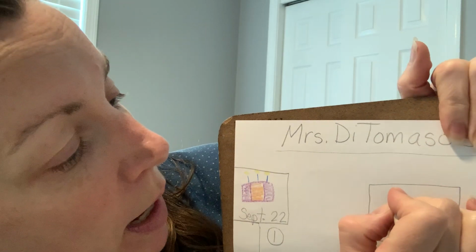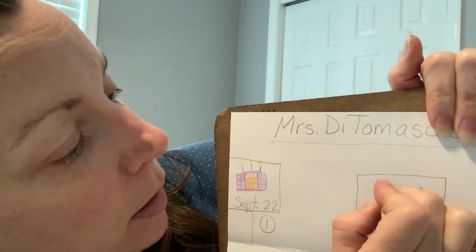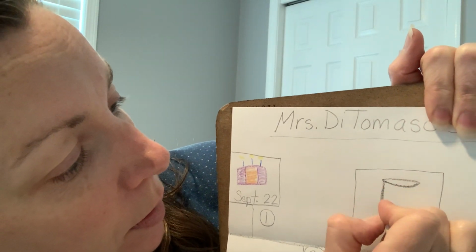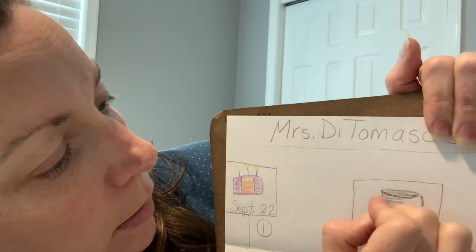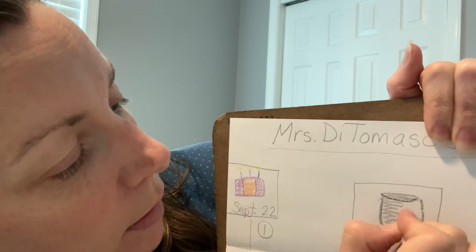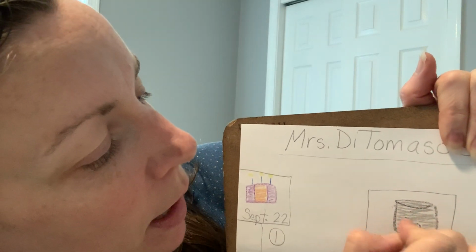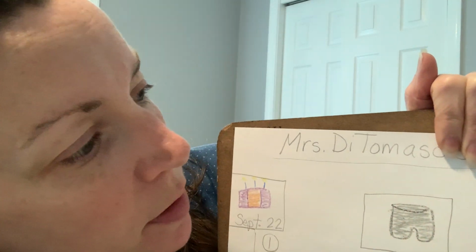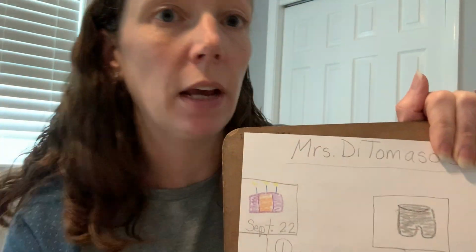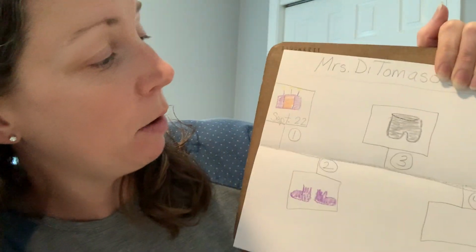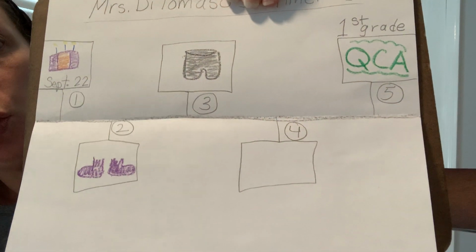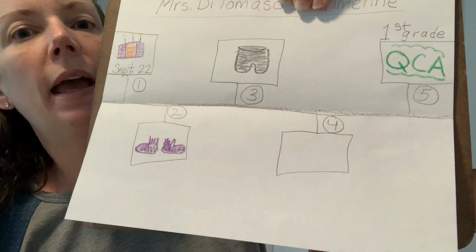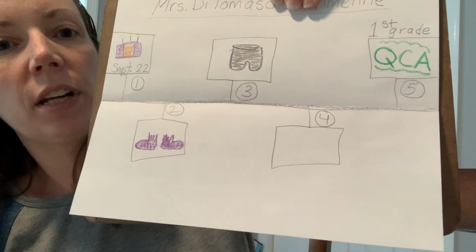Okay, well, you could draw a picture of your tooth. Okay. And even if you didn't, oh, Mrs. DiTomaso, I didn't lose my first tooth until I was already in first grade. Well, that's okay. You could still draw it, or you could choose something else. All right, let's think about another event. Maybe you first learned how to do a cartwheel, or you learned how to write your name.